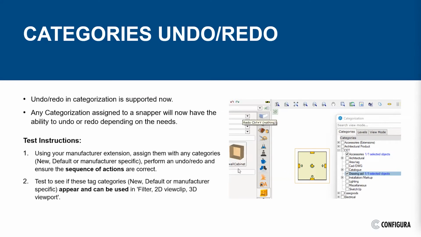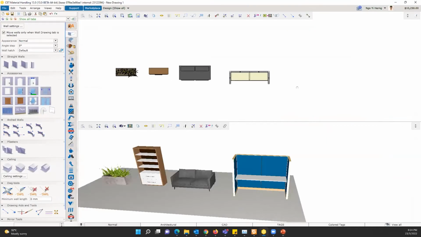And also test to see if these tag categories, new, default, or manufacturer specific, appear and can be used in filter, 2D view clip, and 3D viewport. Yeah, I am going to move away from the presentation slide for a bit to show you how this works.